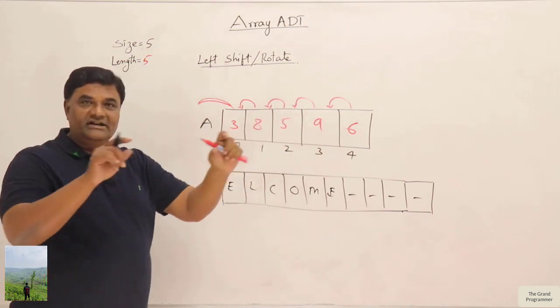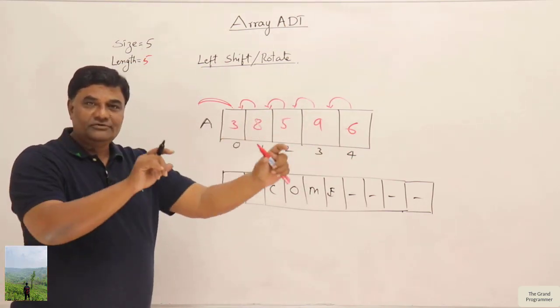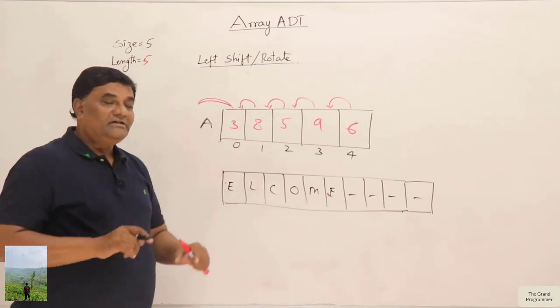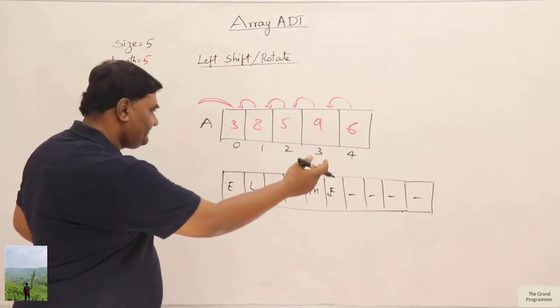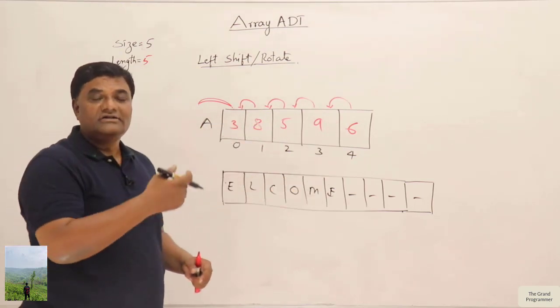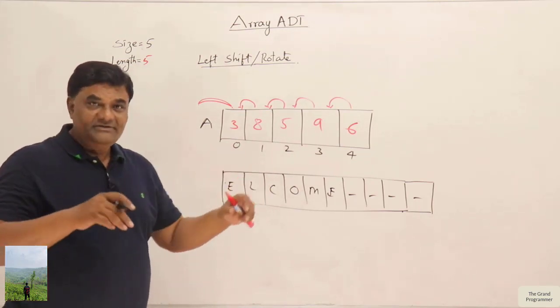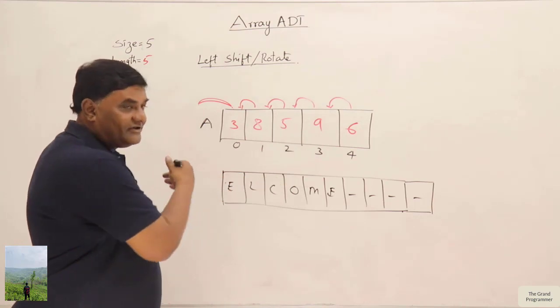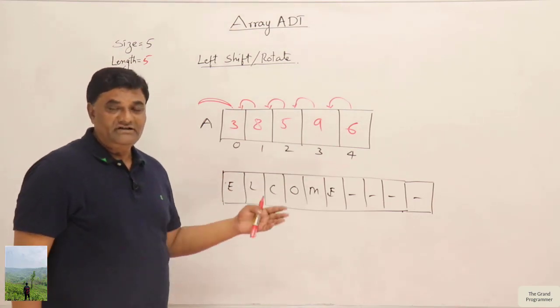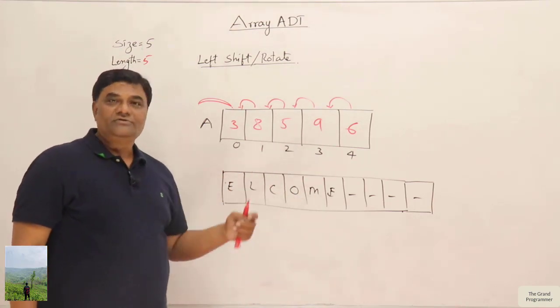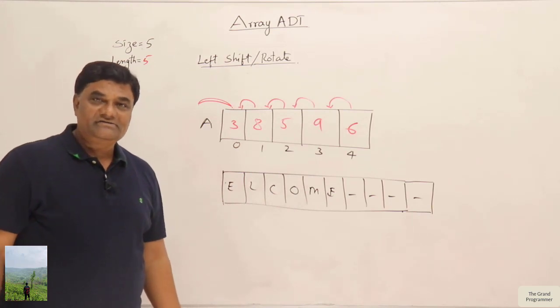Now followed by that, you can start adding some other letters. So the advertisements will be flowing from right to left on the display board. So with left shifting, we can show them as scrolling advertisements.